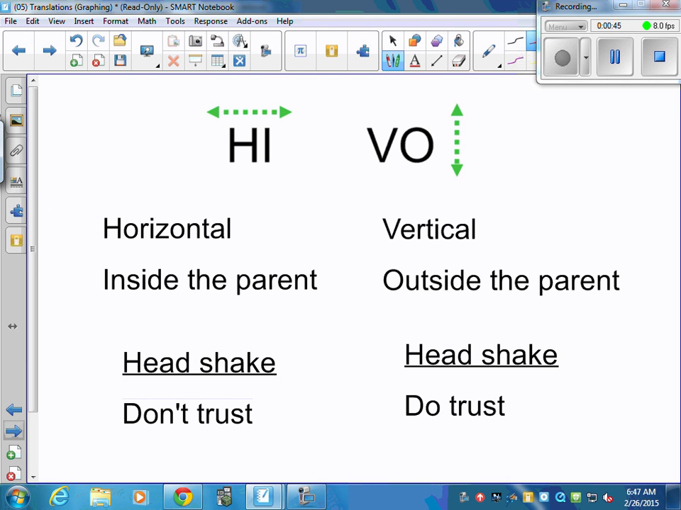Going back to our lesson from yesterday, we always want to remember the high-low rules. Any horizontal adjustment has to be inside the parent function. Okay, and then we also have the head shake rule, which tells us don't trust what you see operation-wise. So if it's a plus, you do the opposite. And as we work through the rest of the lessons in this unit, we'll see how we don't trust some other operations as well. Any vertical operation is outside the parent function. That vertical head shake tells us we do trust what we see value-wise.